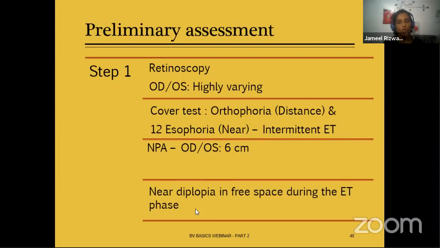We found that retinoscopy was highly varying. We did an open field autorefraction for this child. I'll tell you the results. Very interesting. This child showed intermittent esotropia at near.